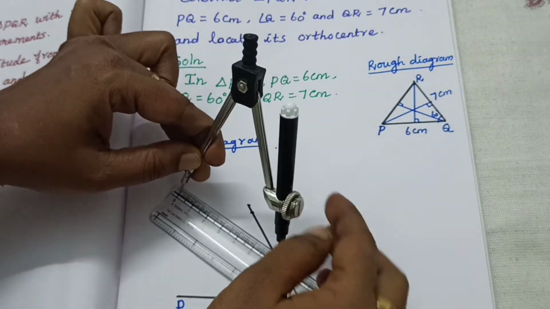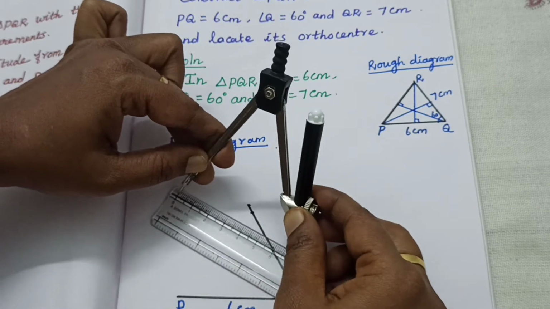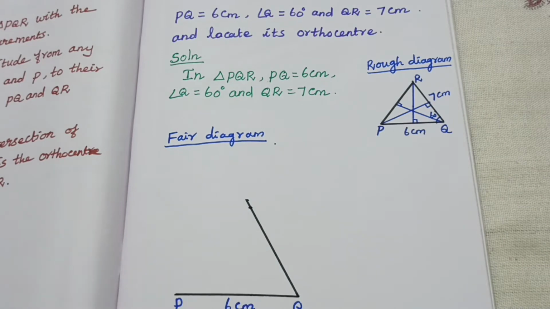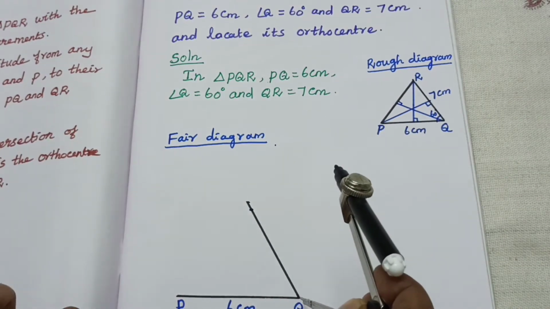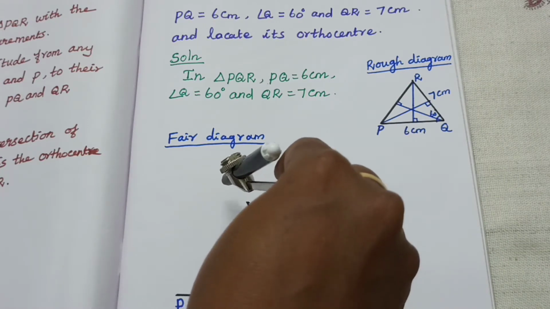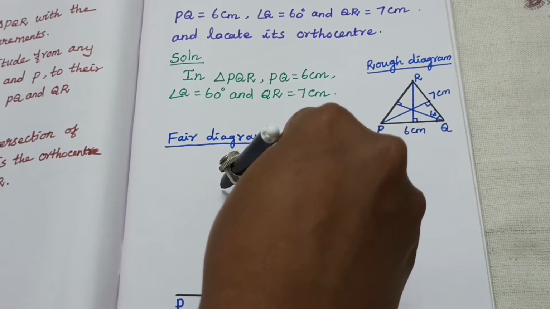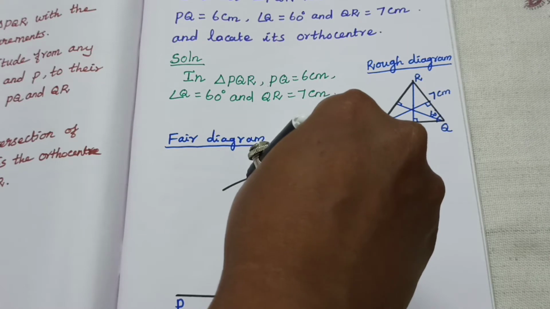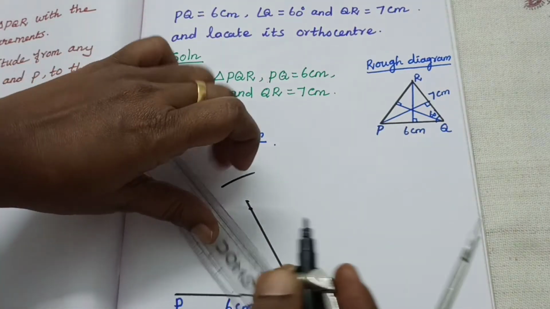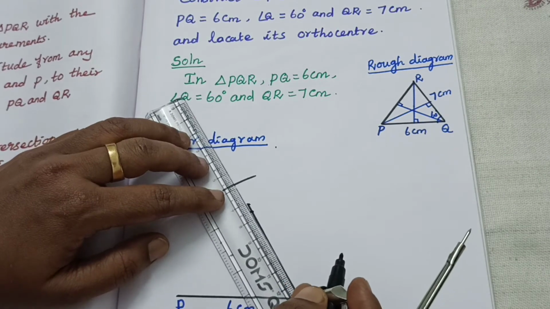Take in your compass 7 cm. From Q, QR is given. R we don't know. So from Q you have to draw the R. Okay. Then extend this line.